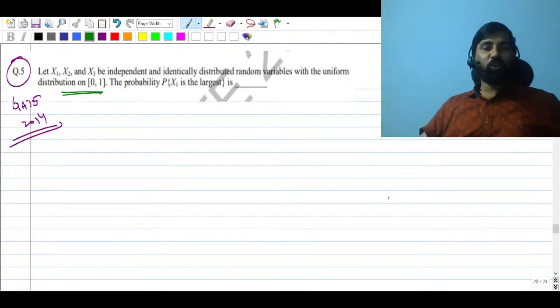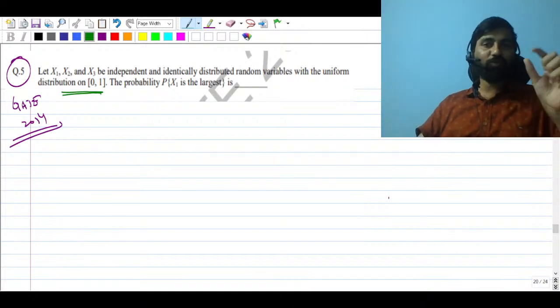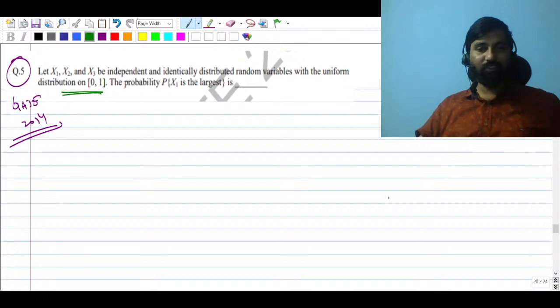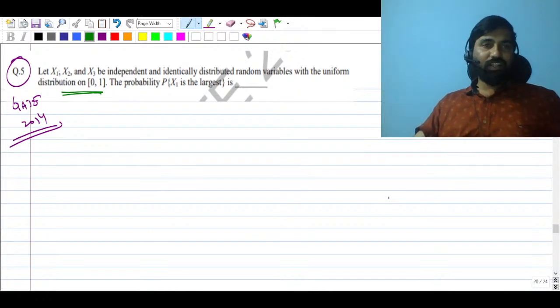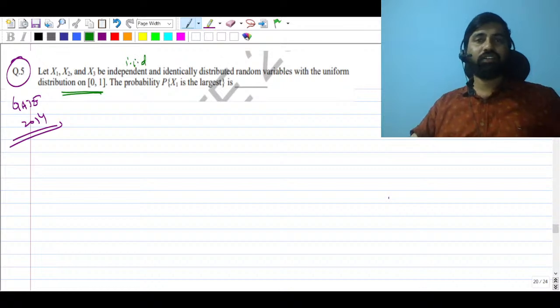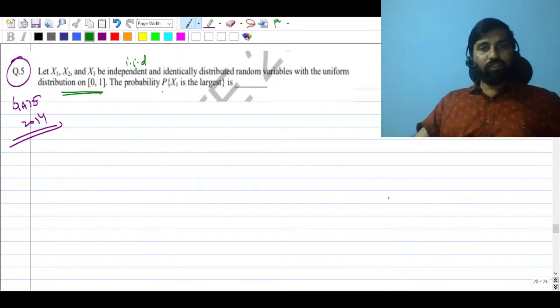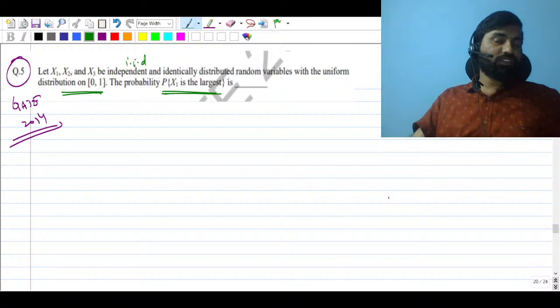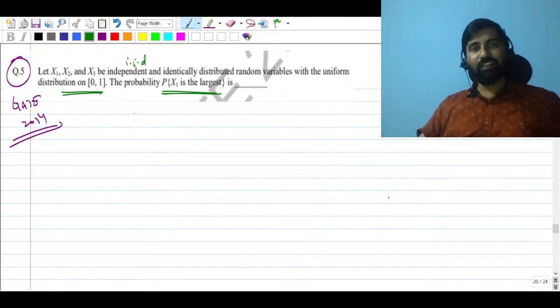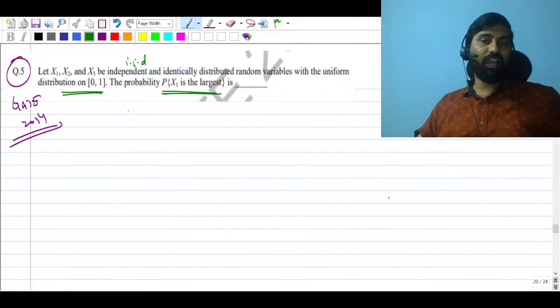Okay. This problem can be done within a fraction of a second, because if you know the concept you can solve the question. So what do you have to employ? The symmetry concept. As we know, x1, x2 are IID. They are asking the probability that x1 is the largest one.